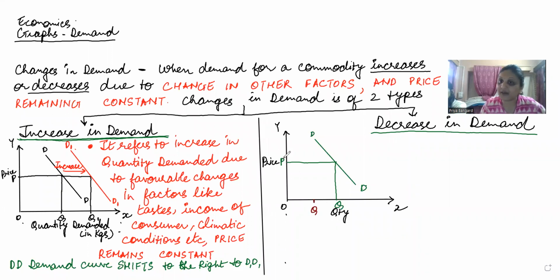Okay? So price remains the same, but our quantity has decreased for some reason. The price was P earlier and is still P, but quantity went from Q to Q1. So we find a point here, Q1, and the new demand curve. So this is D1D1, the new demand curve, and the shift is leftward. Instead of increase, we call this decrease. To explain better, I will write D2 instead of D1. D2D2.